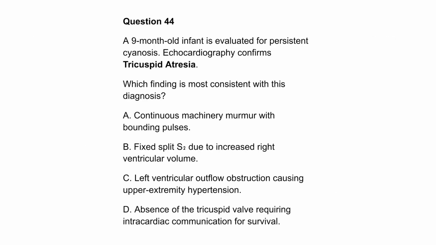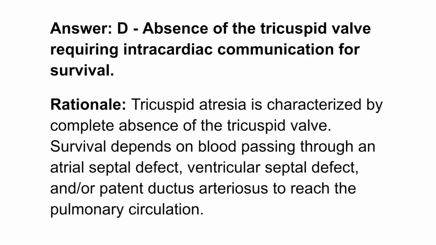Question 44. A 9-month-old infant is evaluated for persistent cyanosis. Echocardiography confirms tricuspid atresia. Which finding is most consistent with this diagnosis? A. Continuous machinery murmur with bounding pulses. B. Fixed split S2 due to increased right ventricular volume. C. Left ventricular outflow obstruction causing upper extremity hypertension. D. Absence of the tricuspid valve requiring intracardiac communication for survival. Answer. D. Absence of the tricuspid valve requiring intracardiac communication for survival.